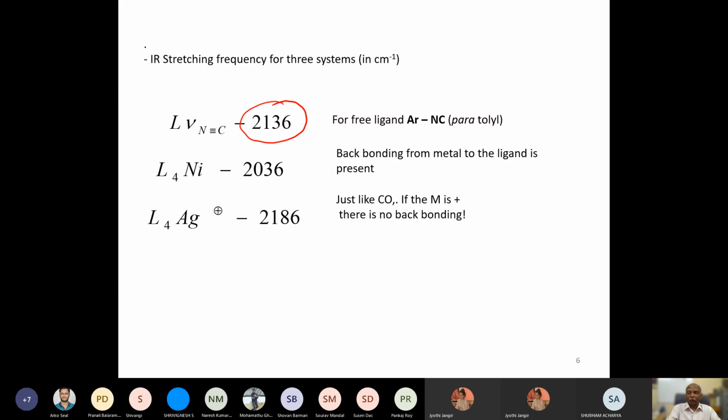And if I coordinate it to nickel, so here I have a nickel 0 L4 species, which is isoelectronic with Ni(CO)4, and that has got a stretching frequency of about 100 centimeter minus 1, the CN stretching frequency. So that is about similar to what you have for nickel tetracarbonyl, and you have significant back bonding, the pi acceptor property of the RNC ligand. So everything seems to be similar.